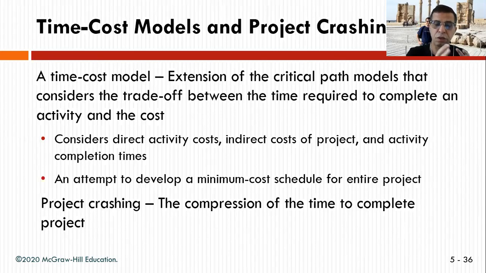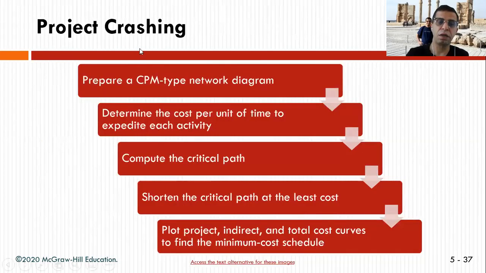So project crashing means the compression of time to complete a project. And this is how it's done: you prepare a CPM type network, and we talked about the critical path and CPM type, and determine the cost per unit of time to expedite each activity.